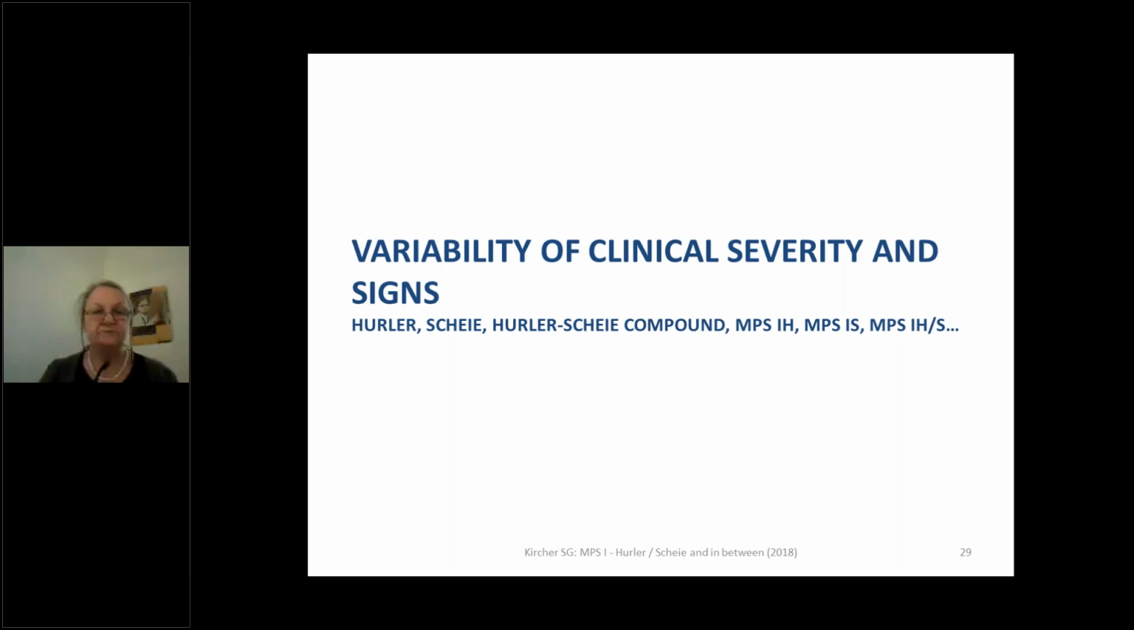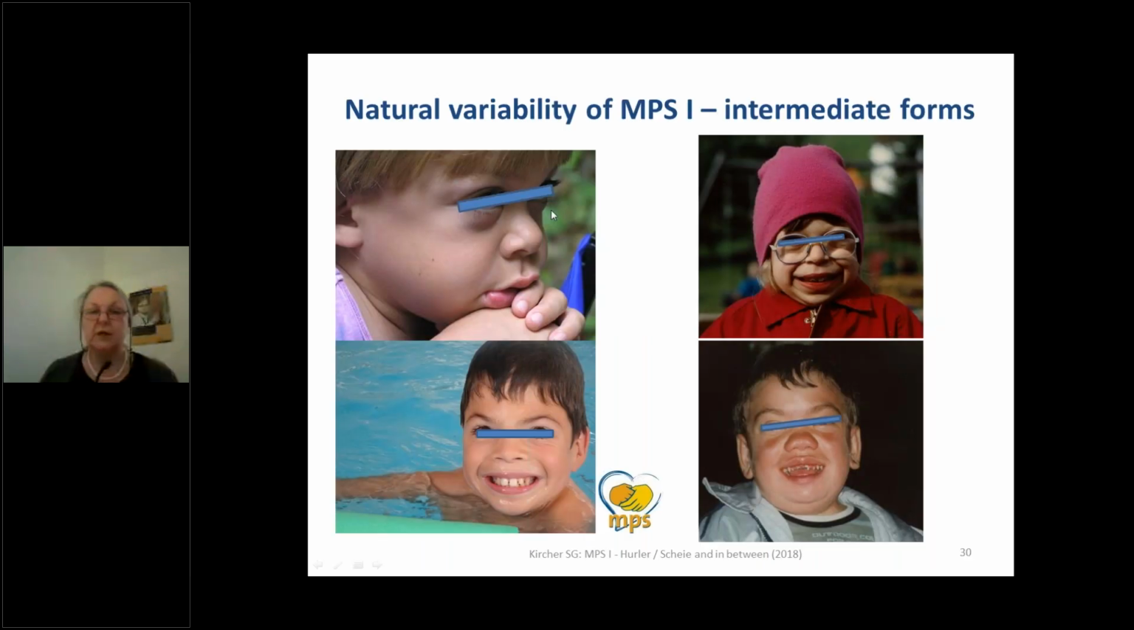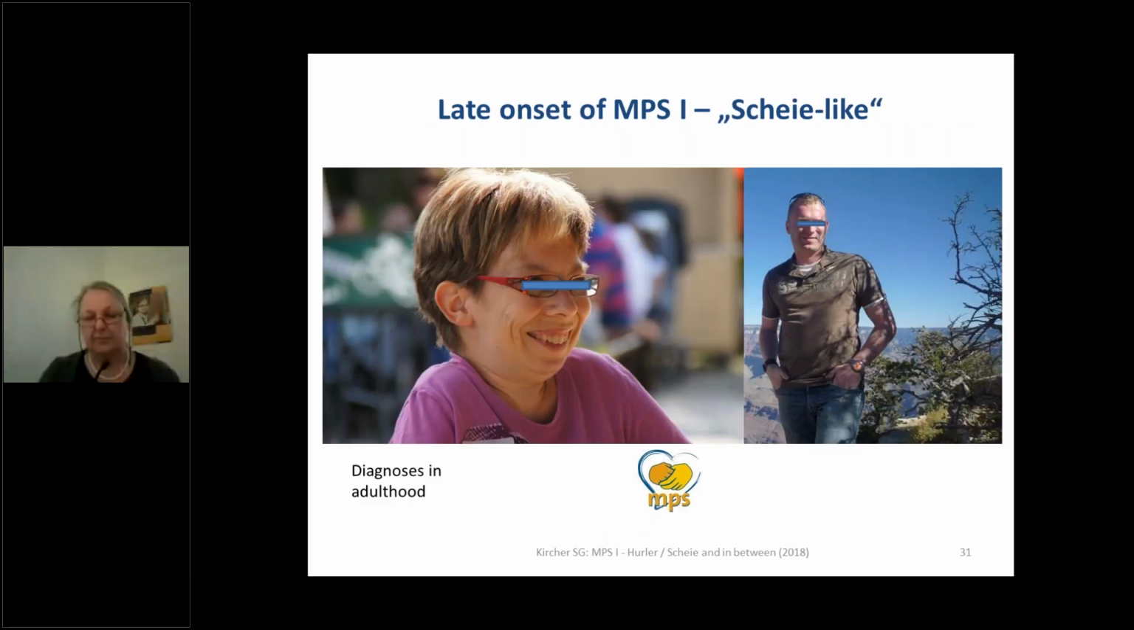And if we see the natural variability of these patients, you have patients who look like Hurler, but have much more intelligence than you would expect. But you have children looking very similar to Hurler and even going to school. So they are intermediate forms. But you also have adult patients with a very late onset, the Scheie-like patients. This patient, for instance, was diagnosed when he was older than 30 years.